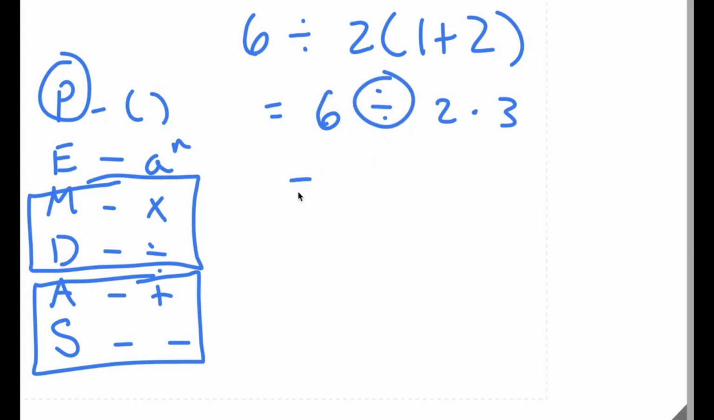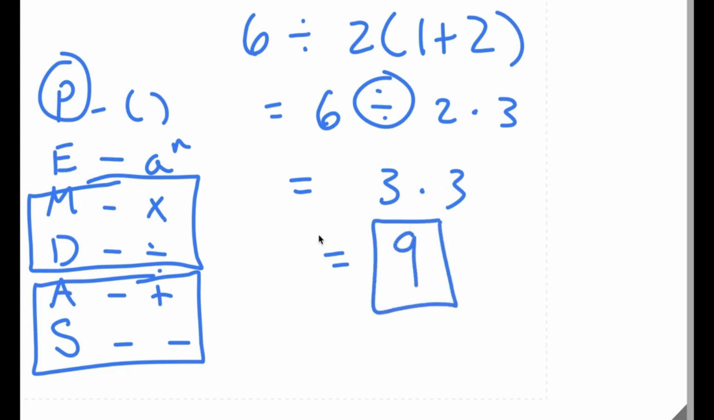So now I have 6 divided by 2, which is equal to 3. So now I have 3 times 3, and now all we have left is multiplication. 3 times 3 is 9. So 9 here would be our answer.